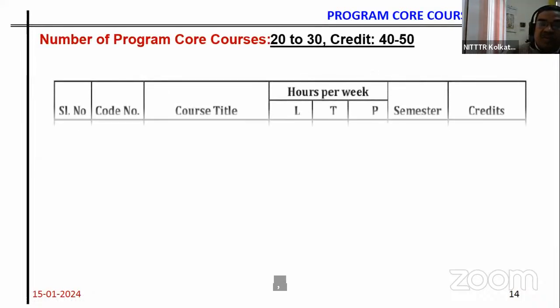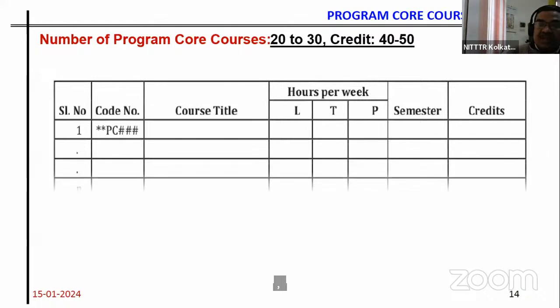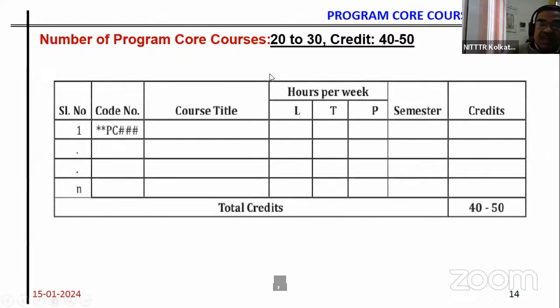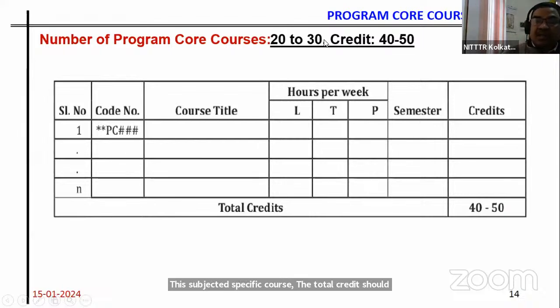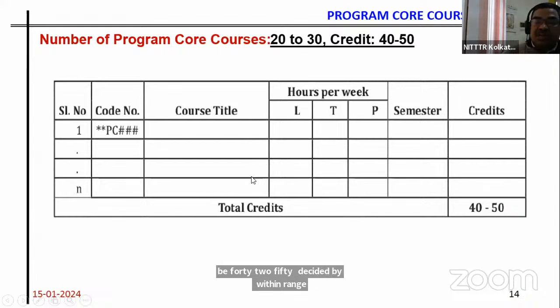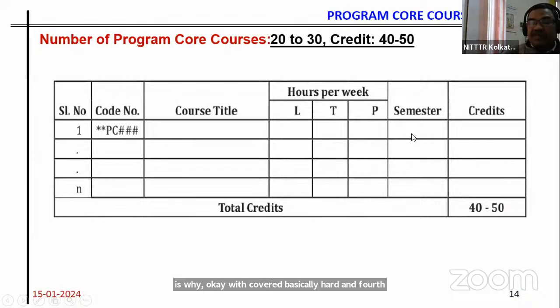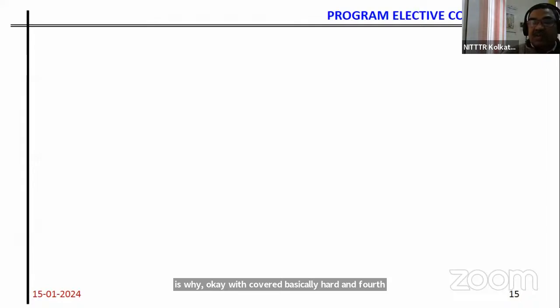Number of program courses. For this subject-specific course, the total credit should be 40 to 50, and the total number of courses is to be decided within a range of 20 to 30. This is called the subject specific. Program courses are related to the branch of specialization. Total credit will be 40 to 50, and this is to be covered in the second, third, fourth, and fifth semesters.